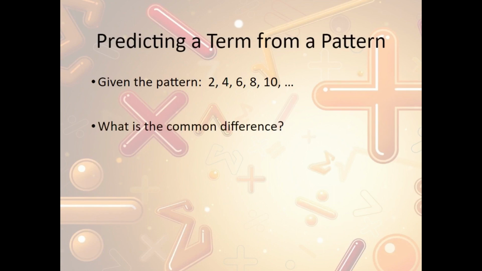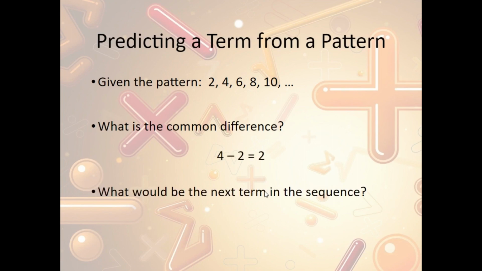Predicting a pattern: if we're given the pattern of 2, 4, 6, 8, 10, and we're asked, what is the common difference? We should notice that every time we go up 2, so the common difference is 2. So the question is, what would be the next term in the sequence? After 10, what would be the next one? We know that we're going up by 2 each time, so we add 2 and we get 12. The next term would be 12.